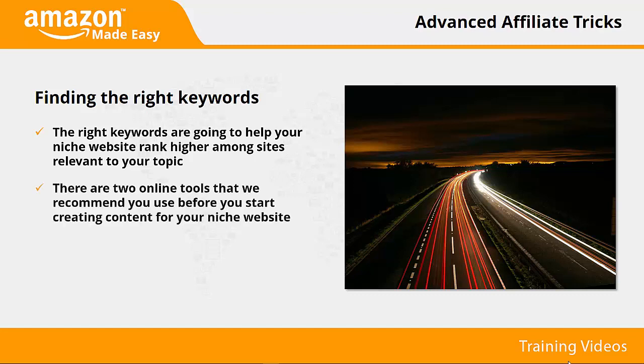There are 2 online tools that we recommend you use before you start creating content for your niche website. These tools will help you find other keywords that are relevant to your niche, as well as whole phrases used by customers during their research before making purchases. Google Keyword Planner. The Google Keyword Planner can help by allowing you to get search data related to your keywords. Simply go to adwords.google.com/keywordplanner and log in using your Google account.